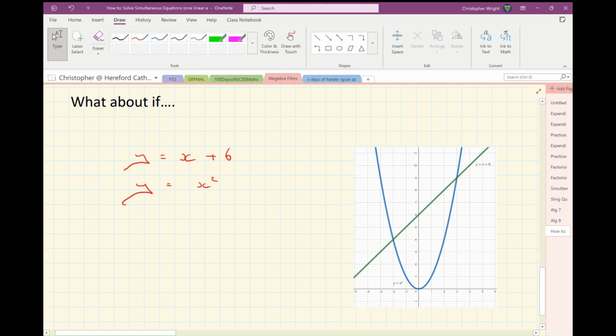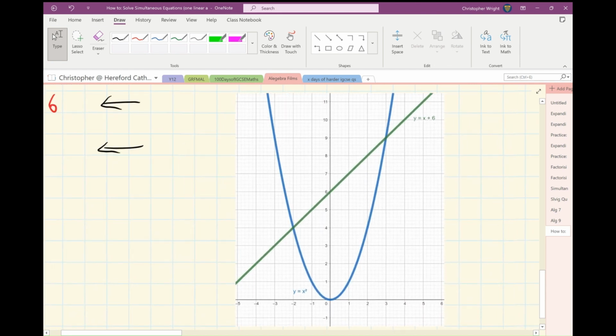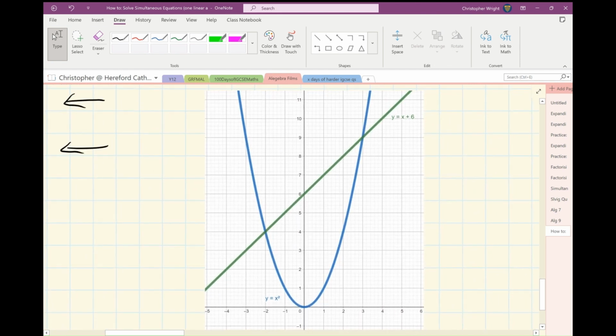So what about if you had one linear equation and one quadratic equation, such as y equals x plus 6, that's the linear one, and y equals x squared, that's the quadratic one. Now I've plotted both of these lines on the right-hand side here. The green is y equals x plus 6, and the blue is y equals x squared.